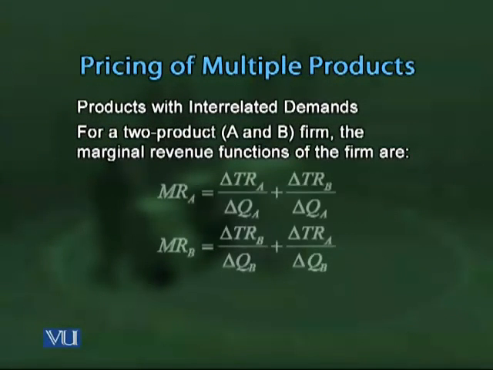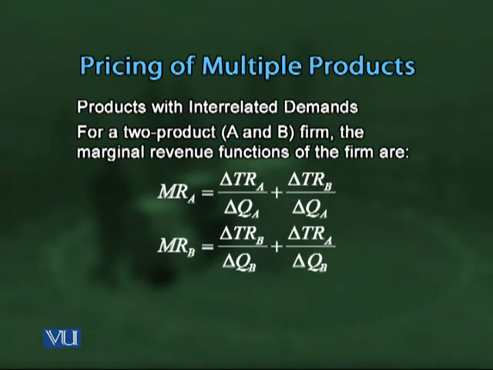Here you can see that there are two equations. In the upper equation, the marginal revenue of product A is given, which is delta TRA by delta QA plus delta TRB by delta QA. And similarly, the marginal revenue from product B is also given as delta TRB by delta QB plus delta TRA by delta QB. So we can see that there are two components of the marginal revenue of each product.